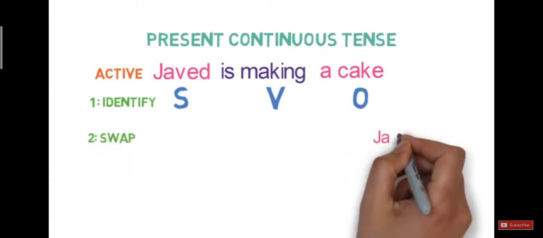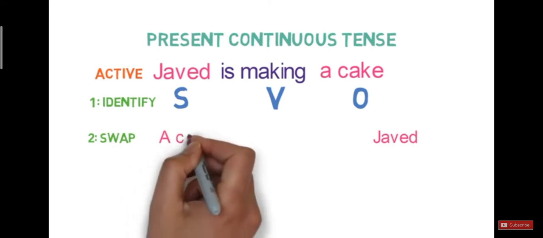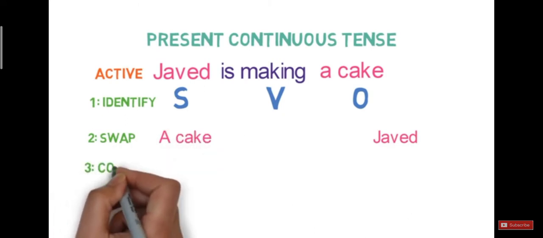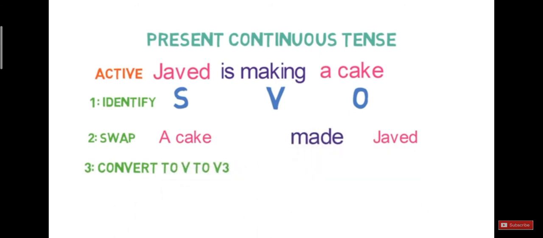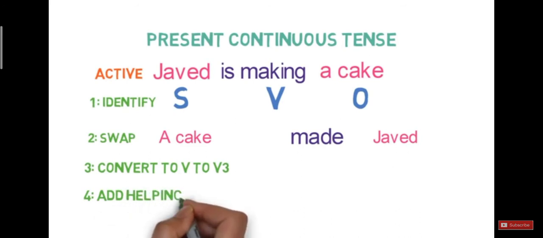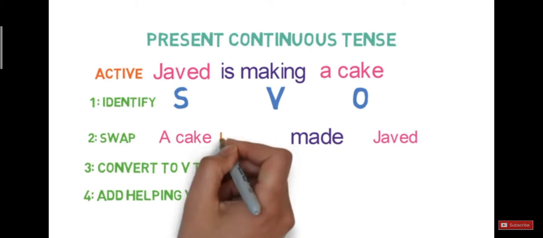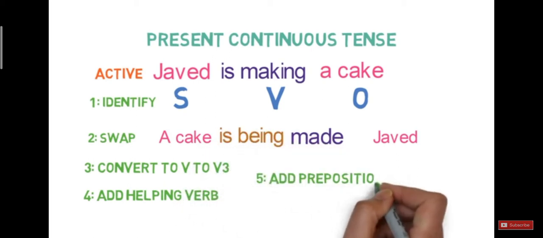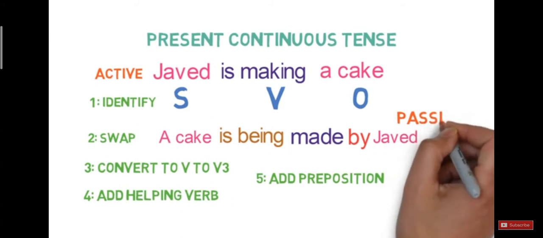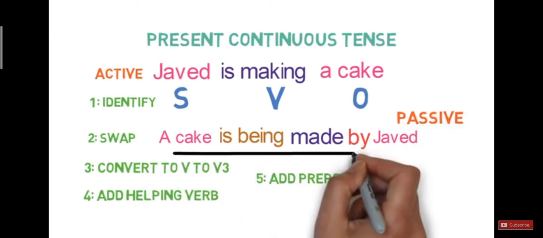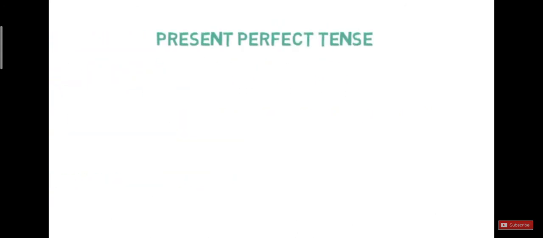Now the second step, swap. A cake and Javed. Now the third step is conversion of verb to main verb. See, make is there, make plus ing, so it became made, verb's third form. Now add helping verb. So here it has been used is. So we'll write is, but with that we'll write being. Why? Because this ing was there in the primitive sentence. So we need to satisfy that ing also. Now the fifth step is adding preposition. Now the sentence is complete. A cake is being made by Javed.